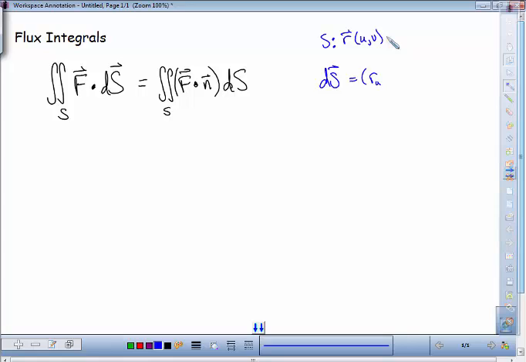And remember, the u and the v are just variables. We can look at that as x and y, r and theta, phi and theta, or any other combination of variables that would make sense for our parameterization. And then D is the domain in u and v. Once we figure out what u and v are, we have limits of integration for u and v that make up our domain.